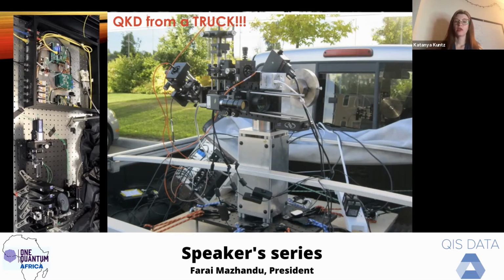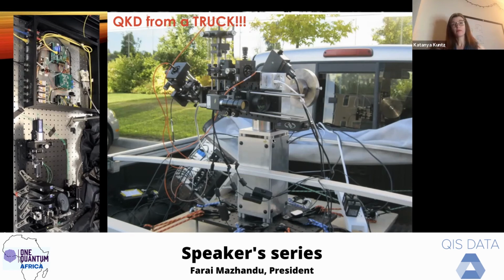I wanted to show this picture because before we could get to the satellite mission, we had to do a lot of proof of principle demonstrations. And so this is actually a picture of our QKD receiver. You can see the orange multimode fibers connected to the optics to collect the light.